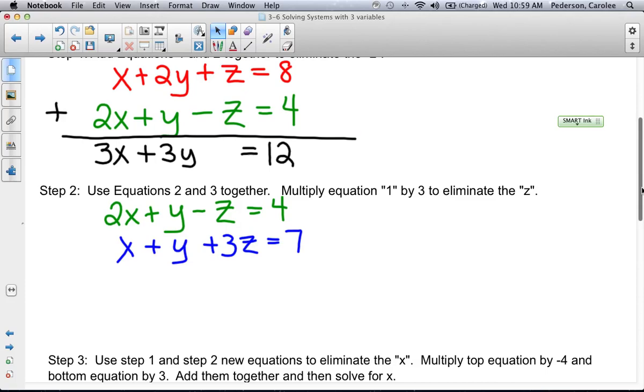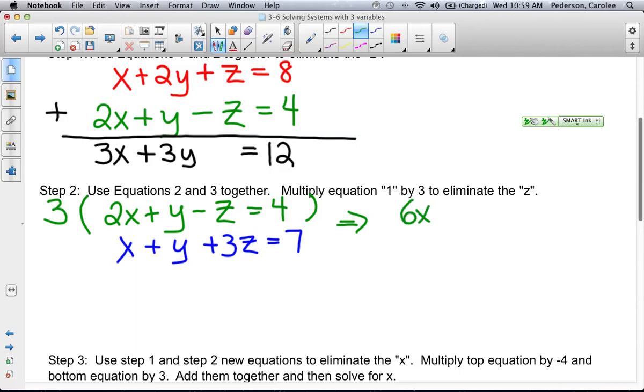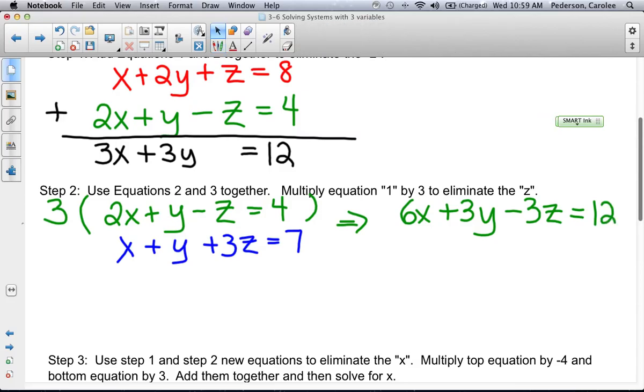If I multiply the top equation, the green equation, by 3, then I'll have a positive 3z and a negative 3z. So I'm going to change this top equation by multiplying it by 3. 3 times 2x is 6x. 3 times y is 3y. 3 times negative z is negative 3z. And 3 times 4 is 12. I'm not going to change the blue equation, so I'll just write that underneath.